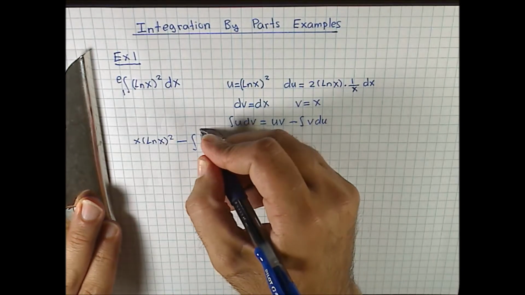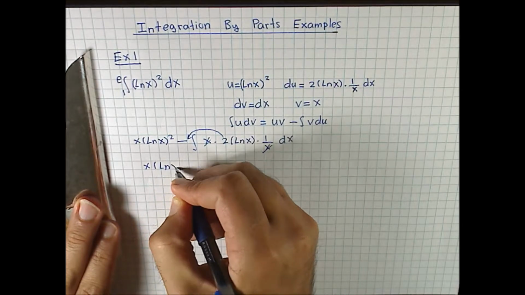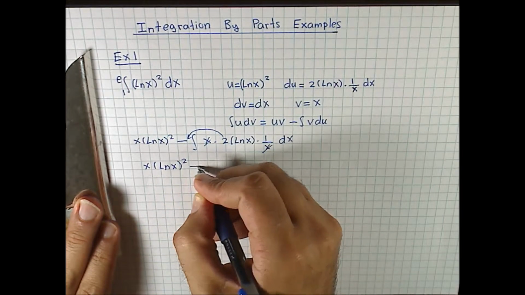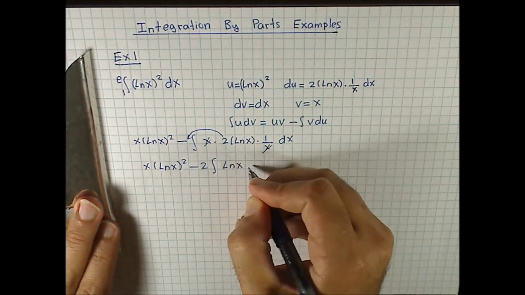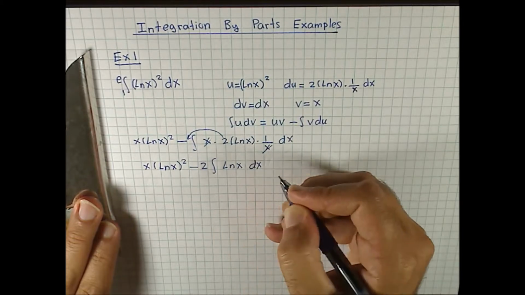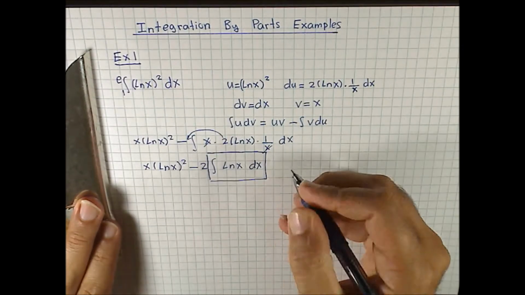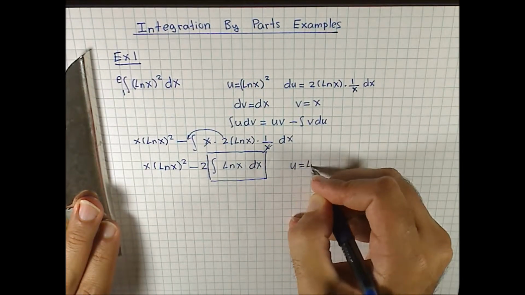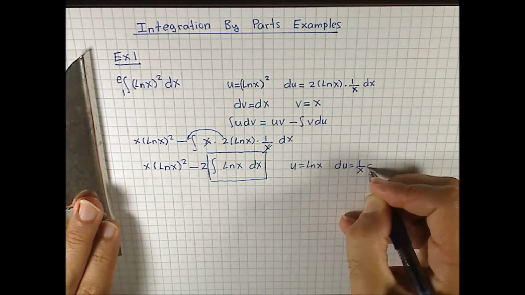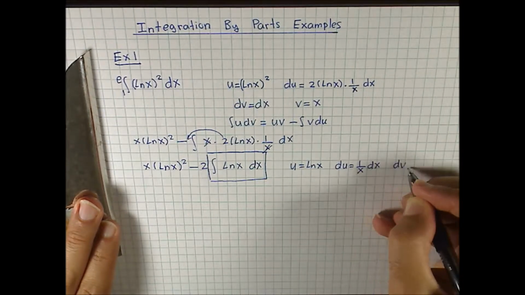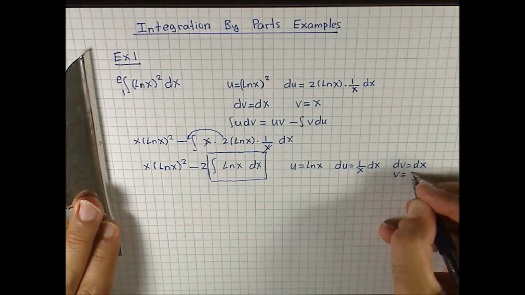Let's bring the 2 outside the integral. We get x (log x) squared minus 2 times the integral of log x dx. Now let's reapply integration by parts to this integral. Let u be equal to ln x. du, its derivative, is 1 over x dx. dv is dx and its antiderivative v is equal to x.